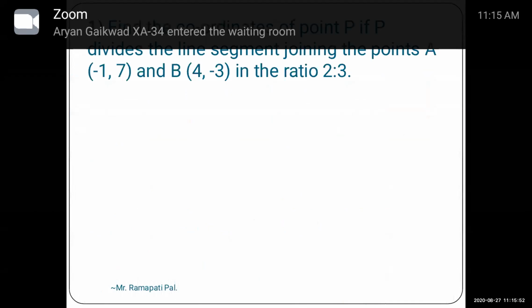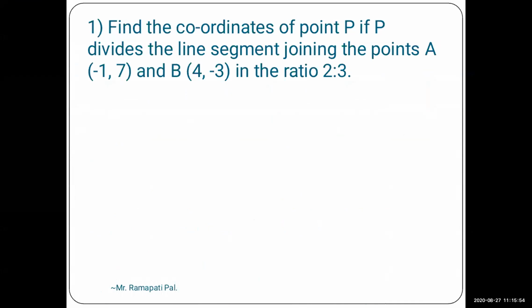Question number 1. Find the coordinates of point P, if P divides the line segment joining the points A and B in the ratio 2:3. Ratio 2:3 means m is 2, n is 3. Correct? So find the coordinates of point P, if P divides the line segment joining the points A and B.